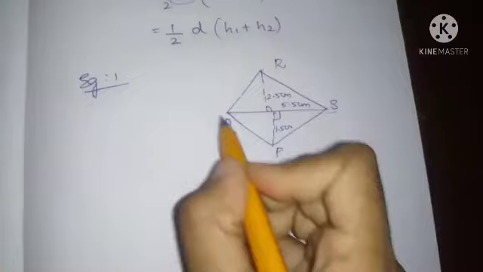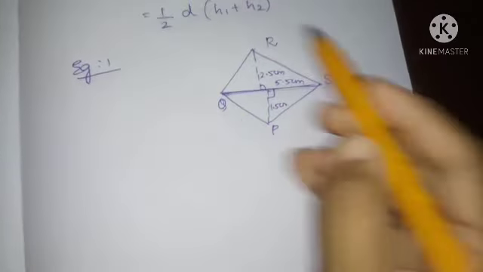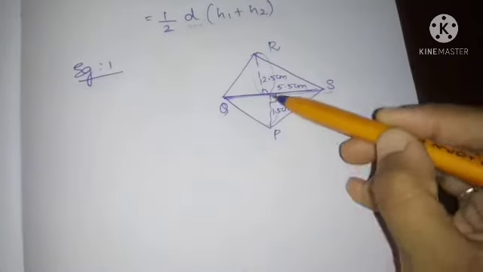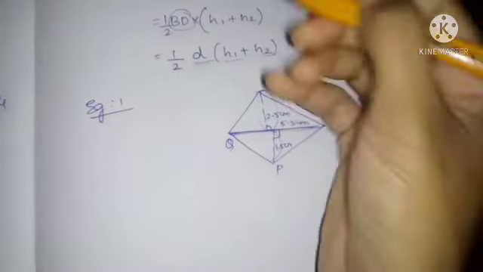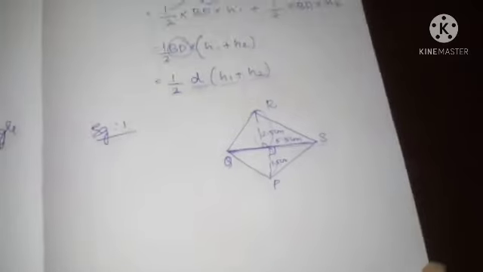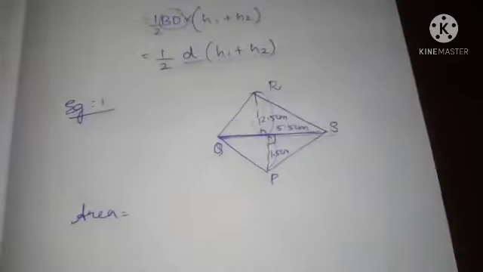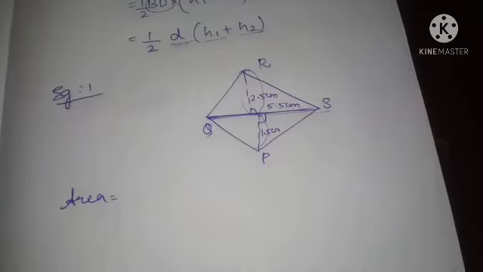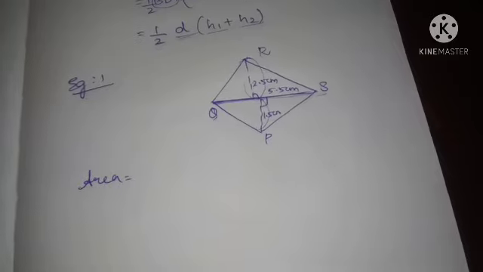So the diagonal is given, right? QS is one of the diagonals. Diagonal given, one height H1 is given, another height H2 is given. So all the things are given for the area of the quadrilateral. So just substitute it, that's all. Now what is the area formula? Area of the quadrilateral, because they didn't mention whether it is a triangle, rectangle or square, nothing is mentioned. They have just asked for the area of the quadrilateral.